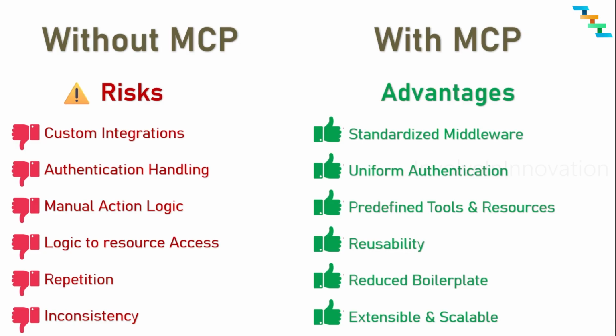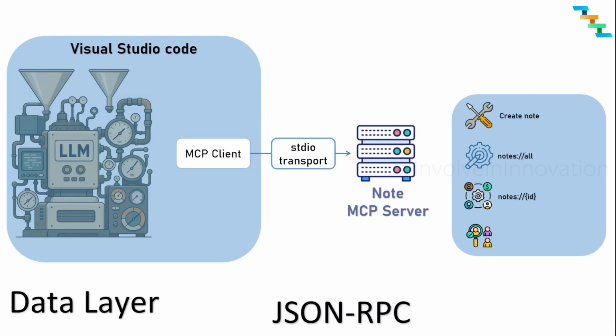MCP works both locally using standard IO and remotely through streamable HTTP. Locally, it can use standard input output for fast communication, like between your AI and a local process. Remotely, it can use streamable HTTP, which makes it easy to connect to cloud services securely. Now we will see about MCP layers. MCP is built in layers. Each layer has a specific job. Let's see what the different layers are.